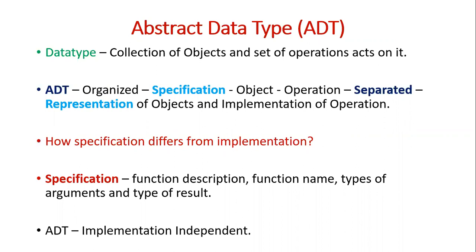Before defining abstract data type, let us first define what a data type is. A data type is a collection of objects and a set of operations that can be performed on them. If you take an integer data type, it's a collection of what? It's a collection of numbers within a certain range. The integer has a range, right?